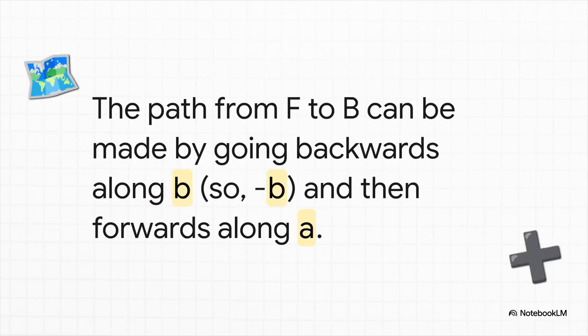Well, we can't go directly, but we can piece together a path we do know. To get from F to B, a clever route is to first go from F to A and then from A to B. Now, that trip from F to A is the exact opposite of vector B, right? So we call that negative b. And the trip from A to B is just good old vector A.